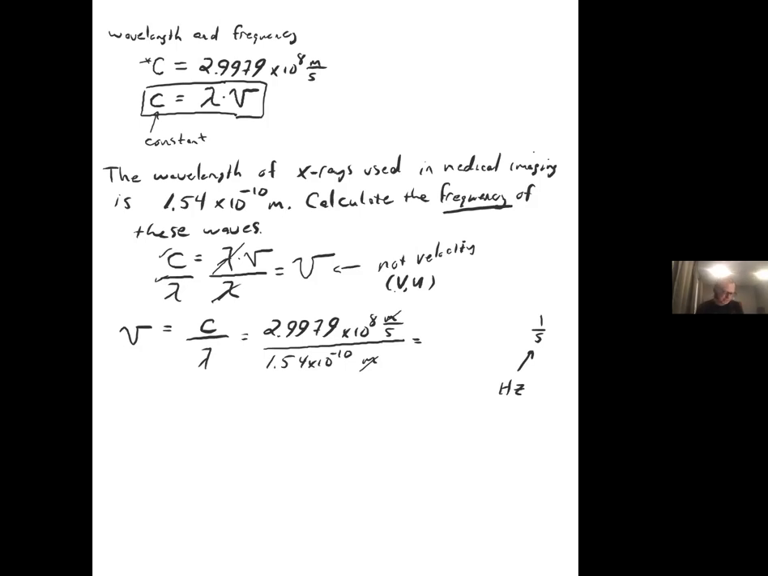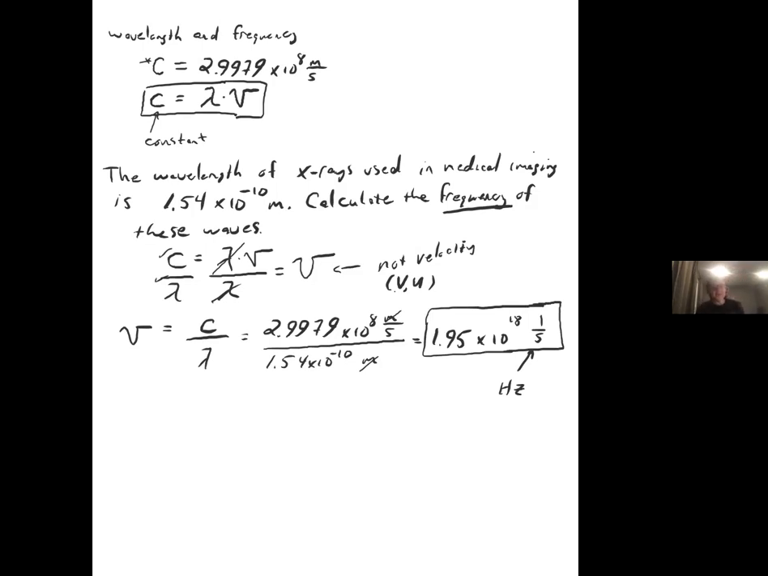So 2.9979 times 10 to the 8th divided by 1.54 times 10 to the minus 10, you get 1.94 or 1.95 times 10 to the 18th. Okay, so there's your frequency.